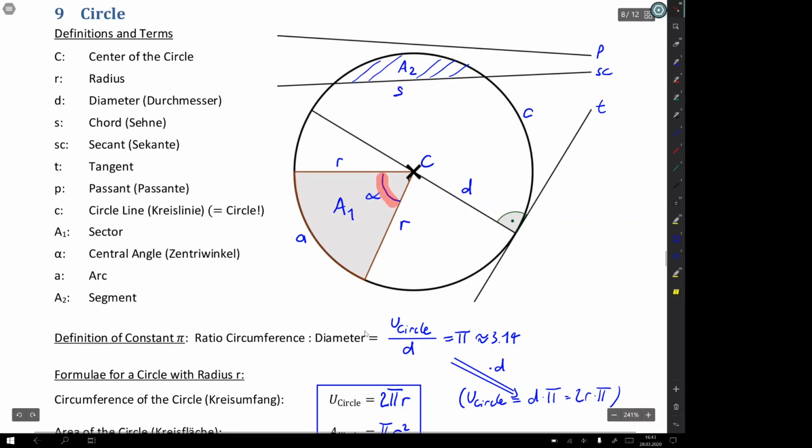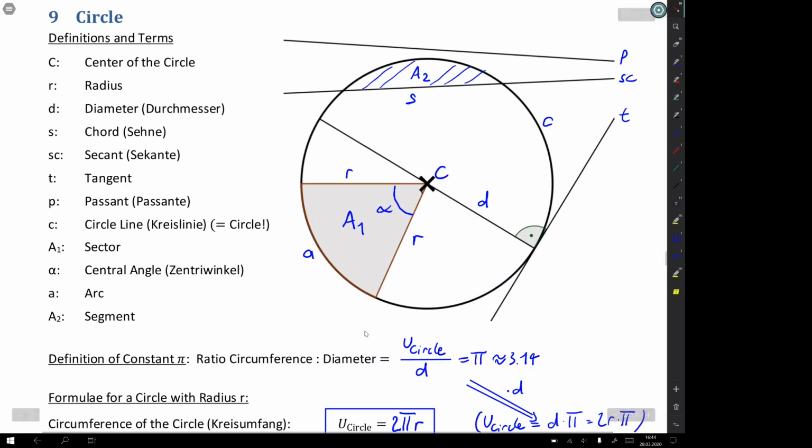If this angle is 30 degrees, this means it's a 12th of the total 360 degrees. Well, then this part here will be a 12th of the total circle. So we find that the ratio between this arc length L and the circumference is the same as the ratio between this angle alpha and the full 360 degrees. Now let us look at the area of the sector. The ratio between this area and the area of the circle is again the same as the ratio between this angle alpha and the full 360 degrees, since this ratio tells us what part of the total circle area is covered by the sector here.